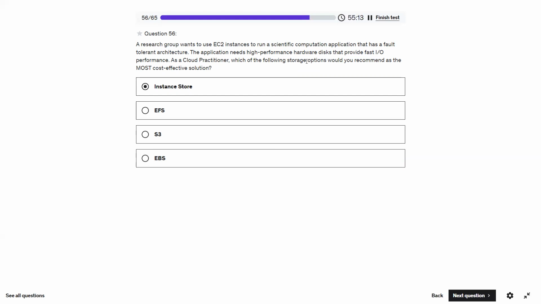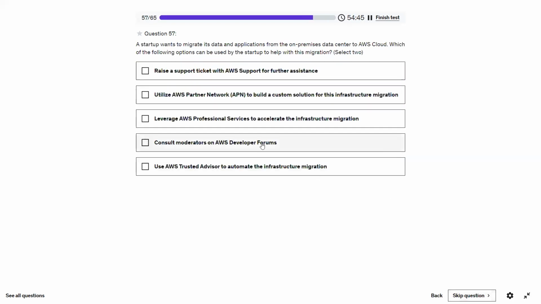The instance store is within the EC2, so the latency will be low, giving fast input output operations. And the application is fault tolerant, because we know that if there is anything wrong with the instance store, all the data will be lost. So our application should be fault tolerant: if any fault comes, it should still work. It says our application is fault tolerant and we need fast input output, so instance store is the correct answer.